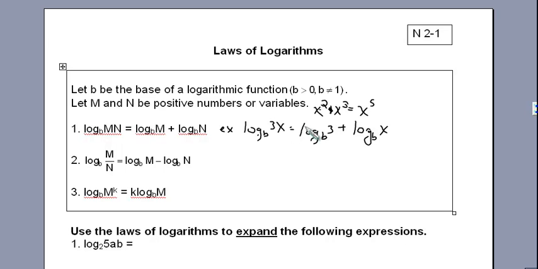And also, when we divided bases with exponents, we subtracted the exponents. So when we divide logarithms, we can expand that expression and they would subtract from one another. So if I have log base b of 3 over x, that's the same as log base b of 3 minus log base b of x.